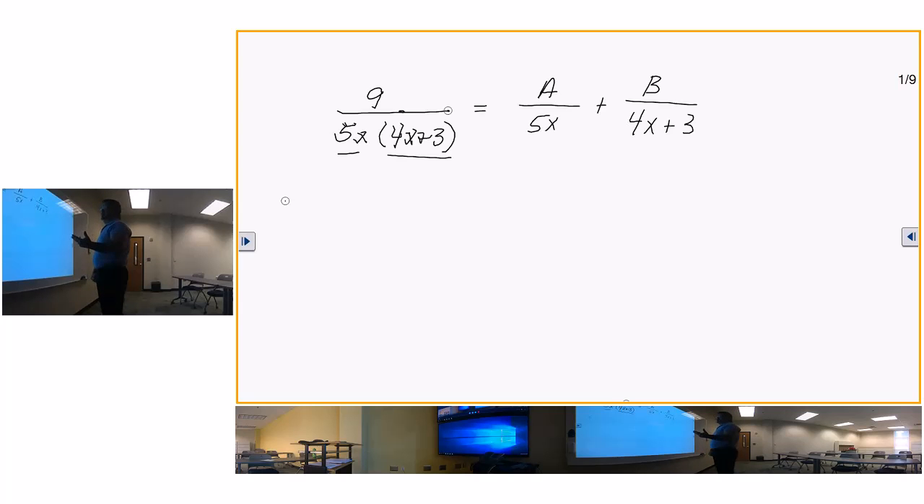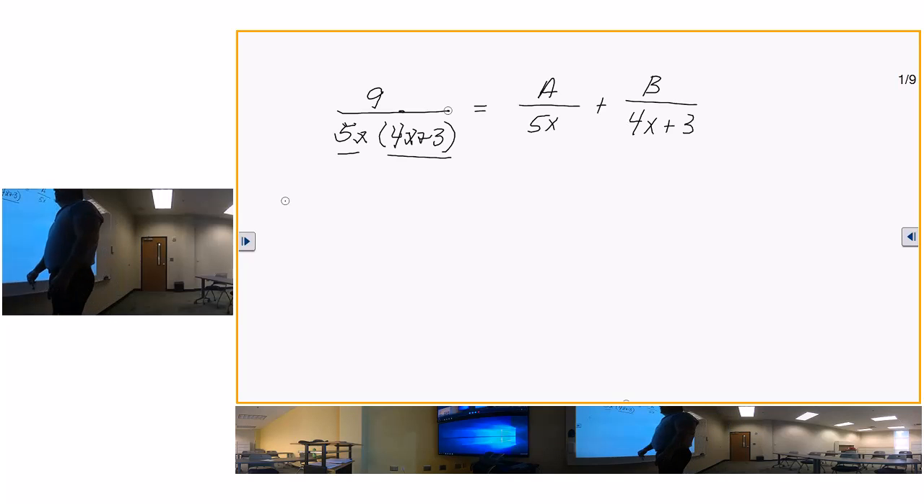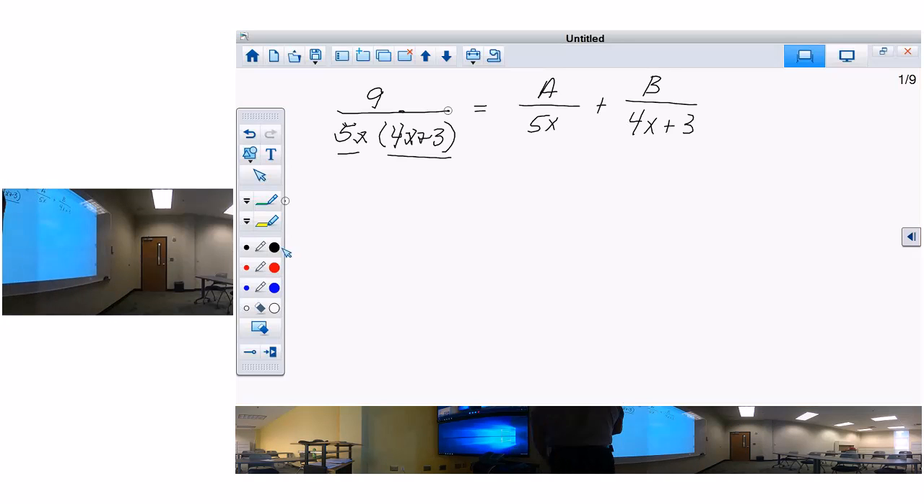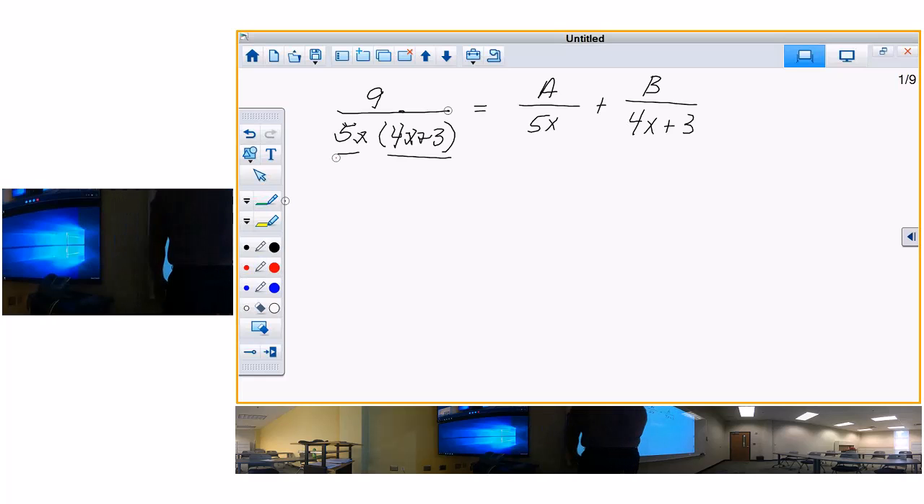It's just two denominators. The 5x is a denominator and the 4x plus 3 is a denominator. So we just put A over 5x and B over 4x plus 3. The next step is multiply by the common denominator. Well, the common denominator is this whole denominator right here.